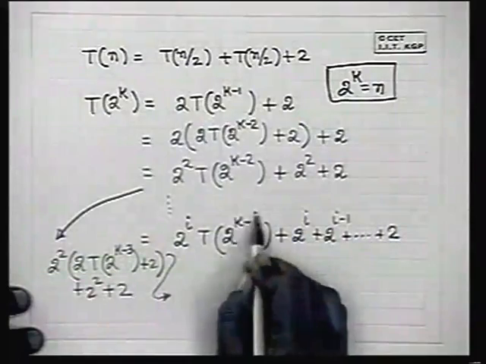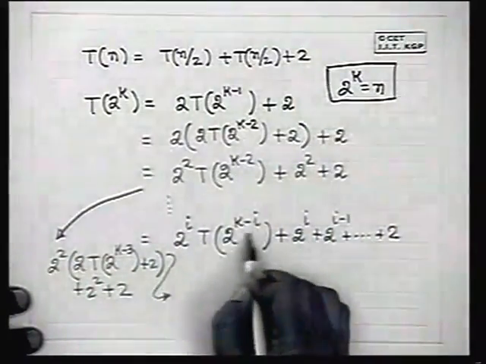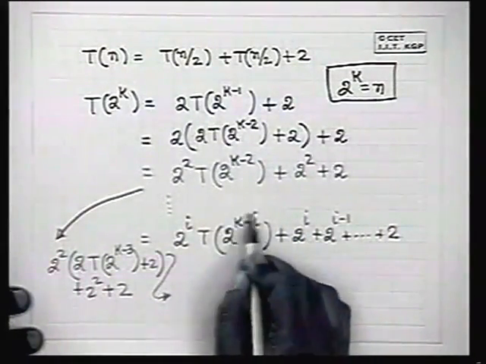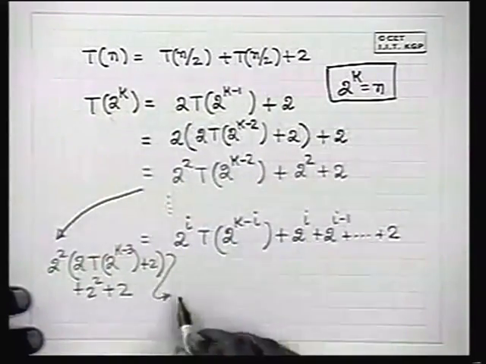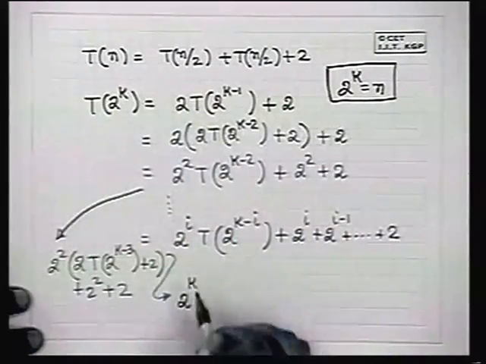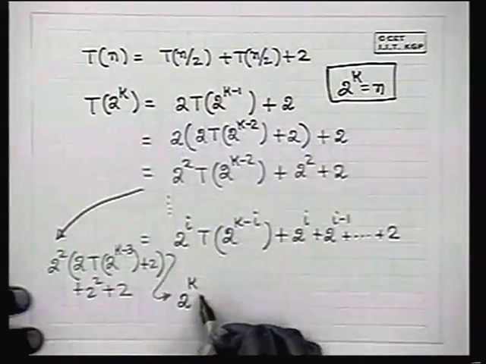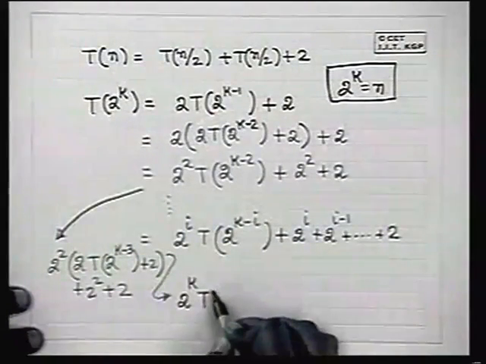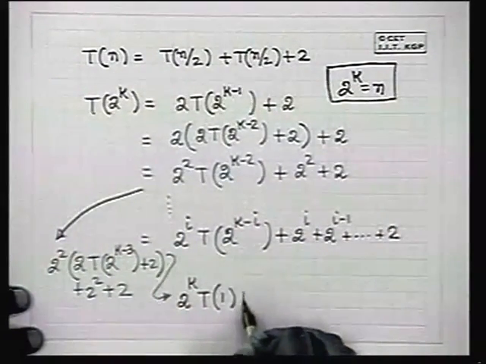This 2 to the power 0, we will make it up to 0. When will this become 0? When i is k. So 2 to the power k, then T(1) plus what?